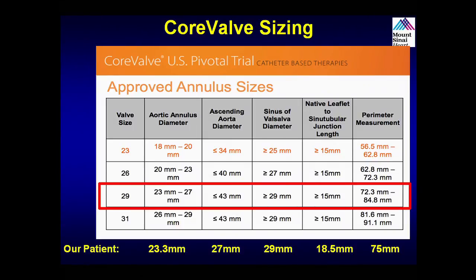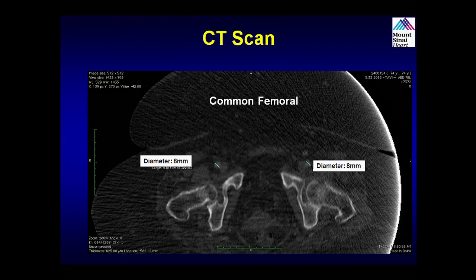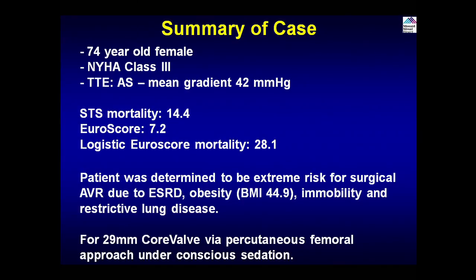Good. And next slide. So this is just to give you some sense of the size of the patient. BMI was still 45. The vessels there you can barely make out in the midst of the pelvis, but the vessel diameters were adequate, about 8mm left and right. Next slide. So this is a summary of the case. As we've heard, 74-year-old lady, significant obesity, extreme risk, 29 CoreValve with a very complicated valve morphology.